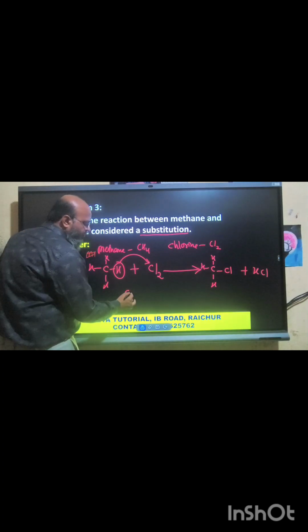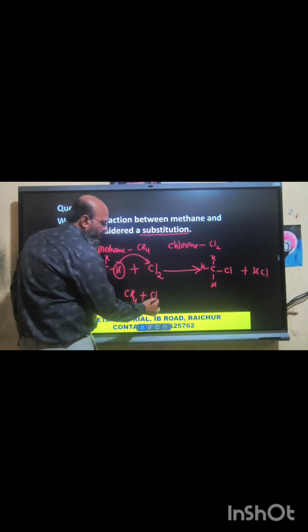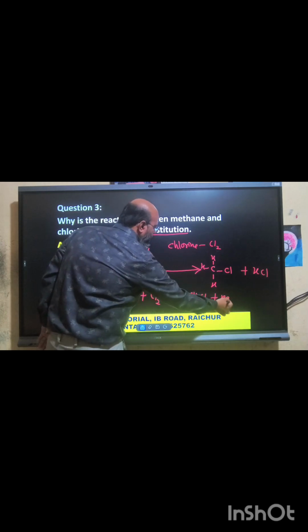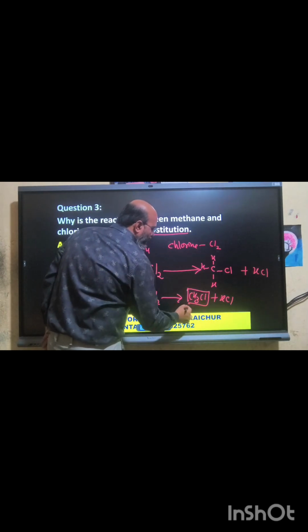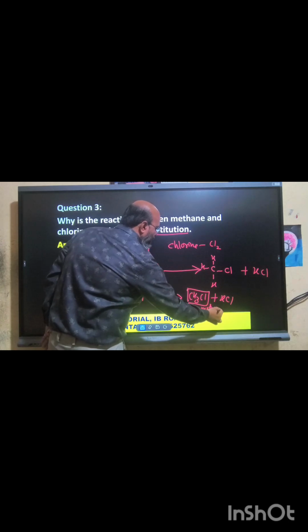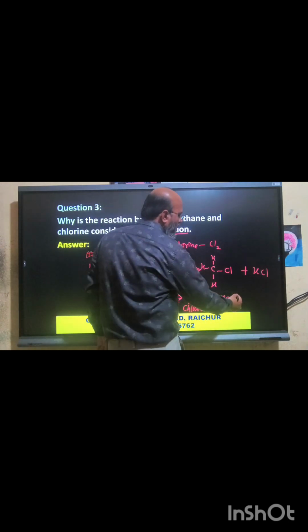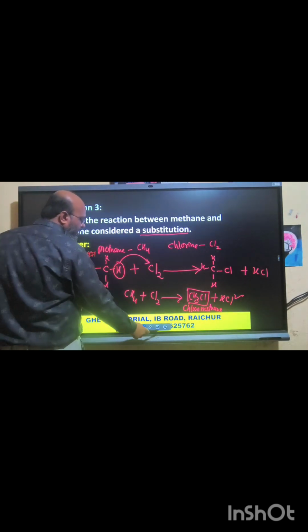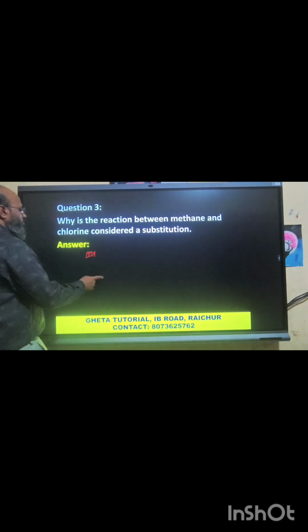You can write it this way also: CH4 plus Cl2 gives rise to CH3Cl plus HCl. The name of this compound is chloromethane. And this compound is called hydrochloric acid. This is the answer for this question. So let us go for the next question now.